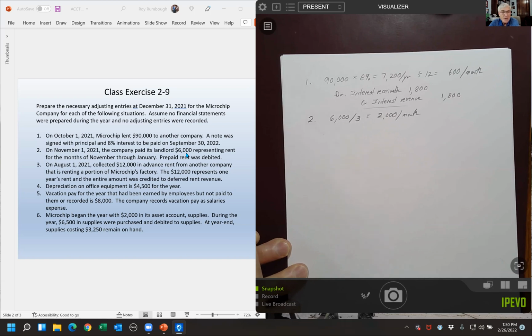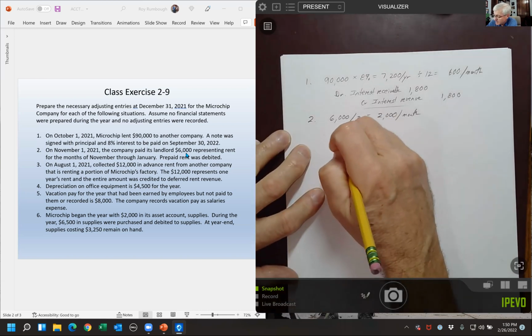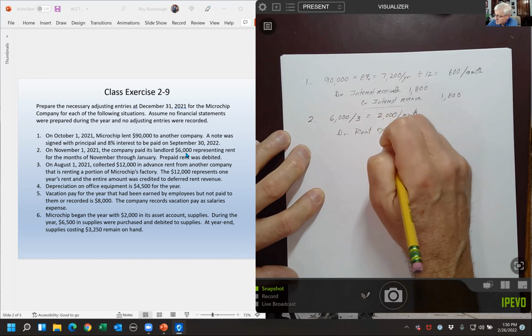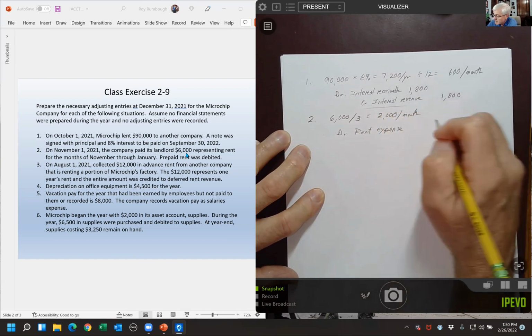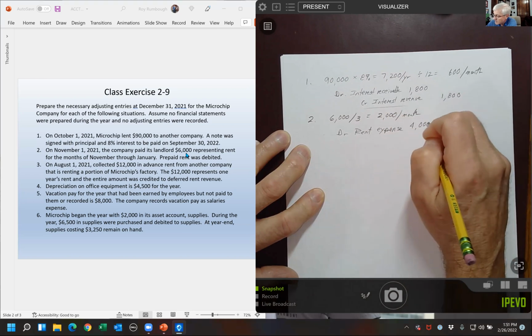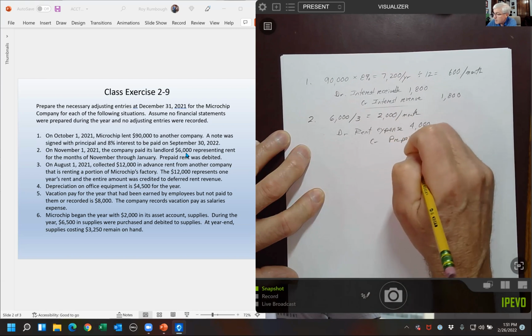How many months do we use it for? November and December of 2021. So debit rent expense for 2,000 times 2, 4,000, and credit prepaid rent.